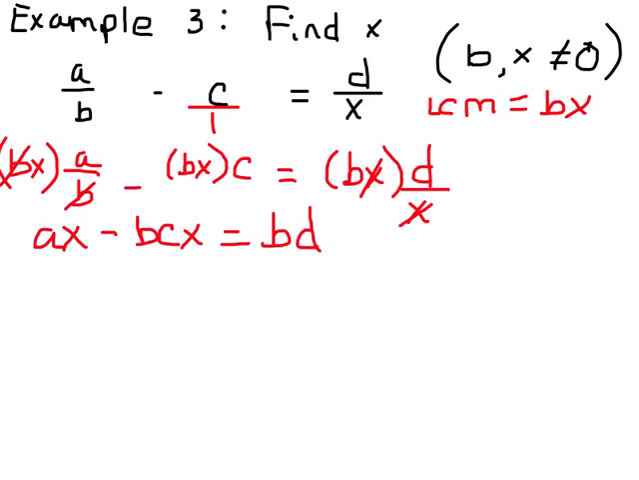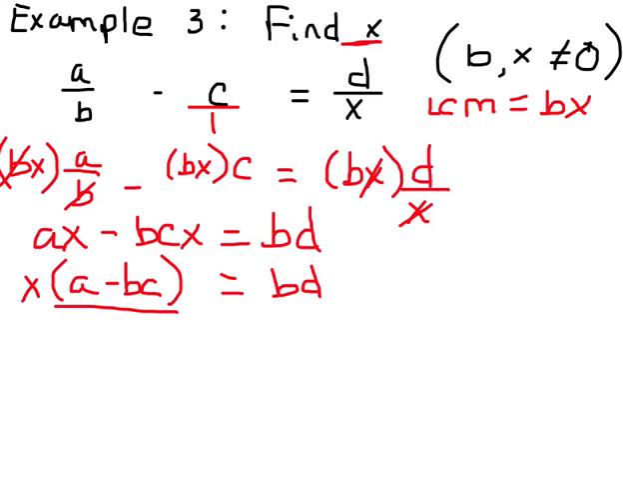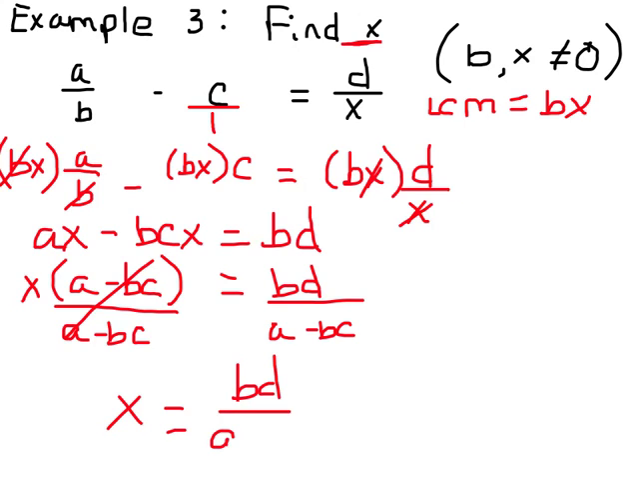I'm solving for X. My X terms are already on the same side. So the next step is to factor out the X, which is common to both of these, and then I'm left with A minus BC equals BD. So if I want to get X by itself, I'm going to divide by A minus BC on both sides. This cancels out, which is what I wanted. I wanted it to leave me X by itself. And then X is going to equal BD over A minus BC.